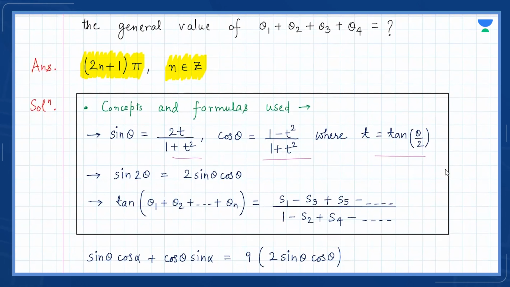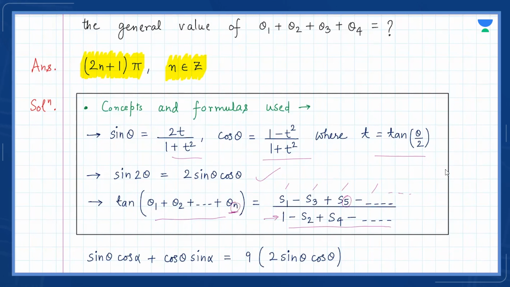Sine 2 theta is equal to 2 sine theta cos theta, and tan of (theta 1 plus theta 2 plus theta 3 up till theta n) is equal to, in the numerator, s1 minus s3 plus s5 minus s7 plus like that it will continue. Obviously it will continue up till the point when this index does not exceed n. Same is the case in the denominator, that this sum will keep on going until the index does not exceed n.